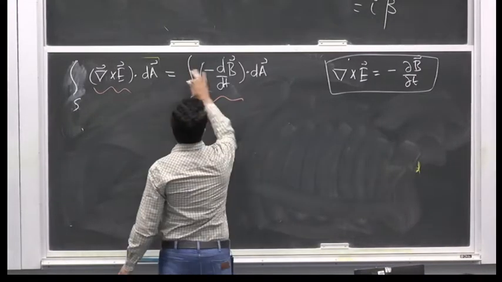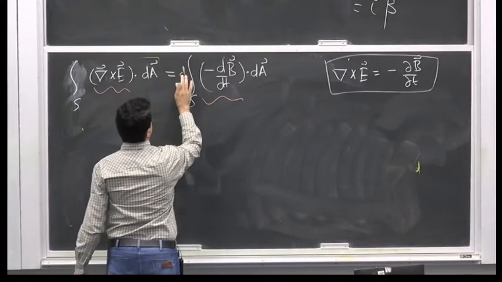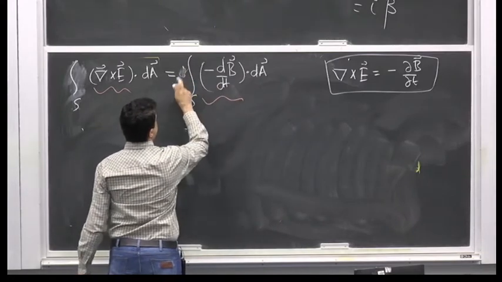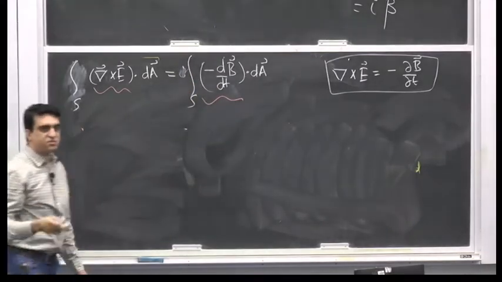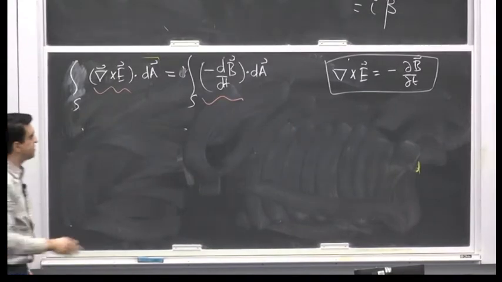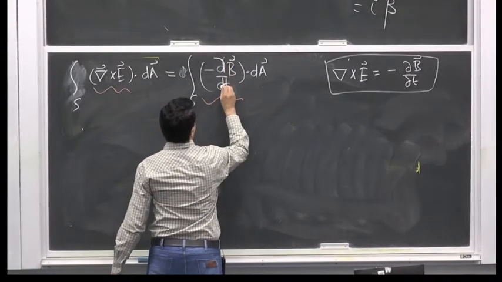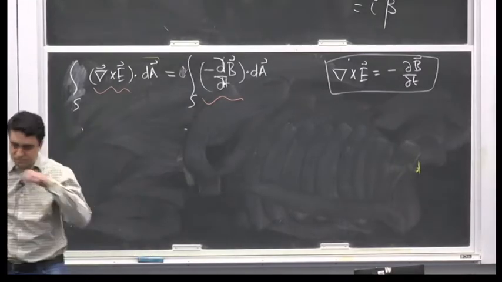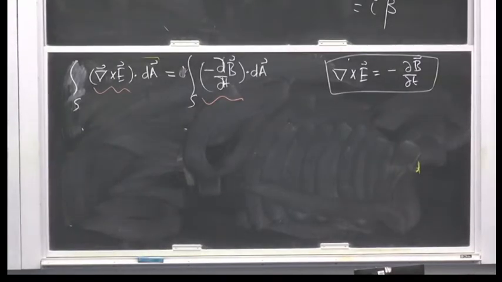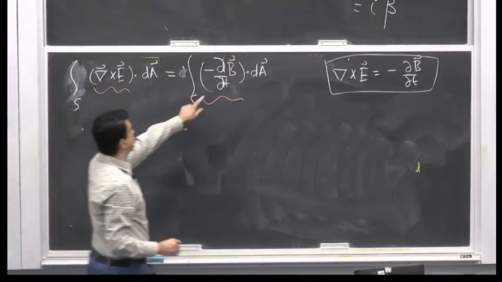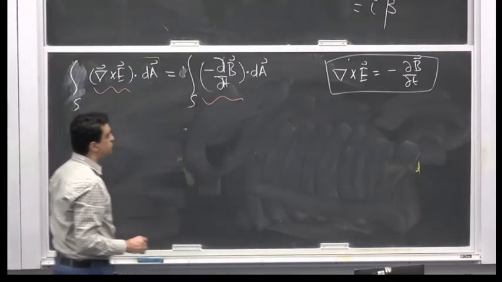So normally this d by dt, when you have a total flux, then the total flux can change due to the B, it can change due to something else. But if you take it inside, you have to make a differential in there. The change in B just due to the change in time. So if you are just looking at the change in B, just then you have to make this differential.